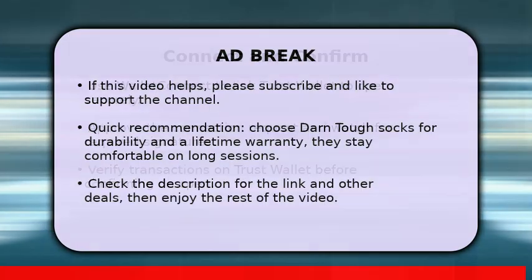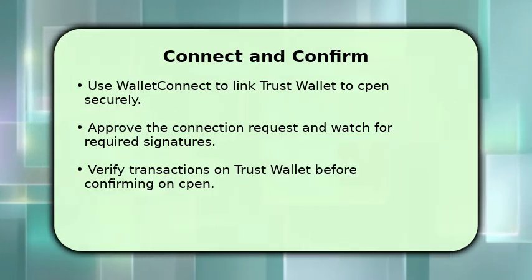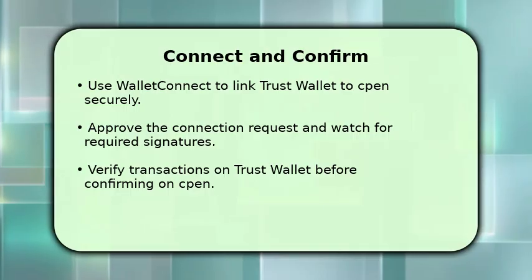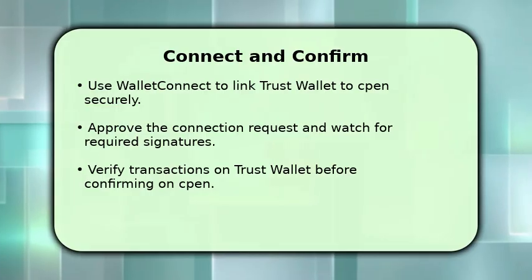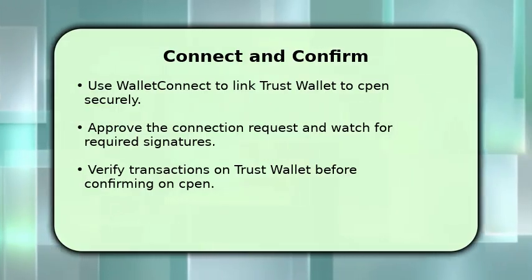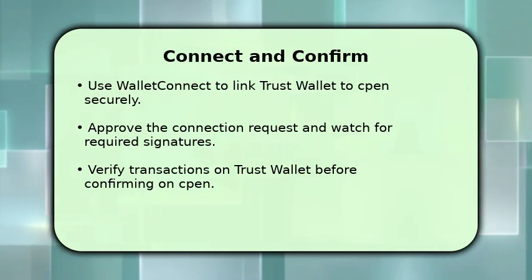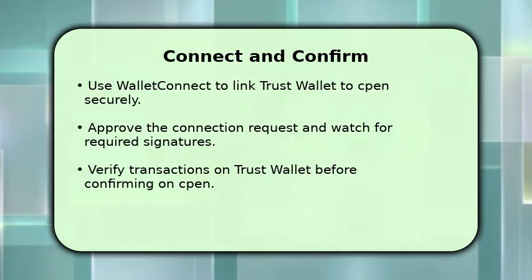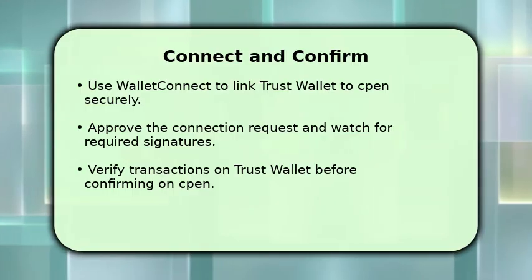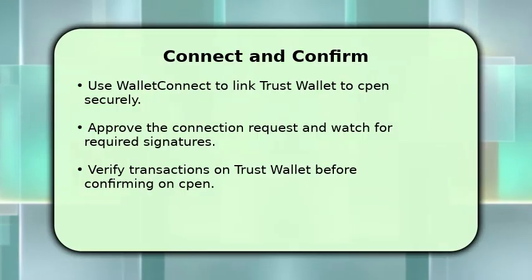When you reach CPen, choose Connect Wallet and then Wallet Connect for the smoothest path to Trust Wallet. Scan the QR code or follow the deep link to open Trust Wallet and tap Approve to connect. Review any requested permissions and sign only necessary messages or transactions. Confirm transaction details in Trust Wallet, including amounts and destination addresses. After a successful connection, refresh CPen to see your wallet balance and available actions.